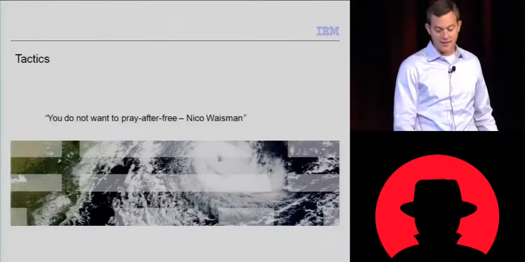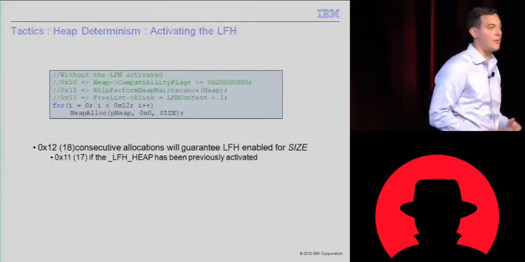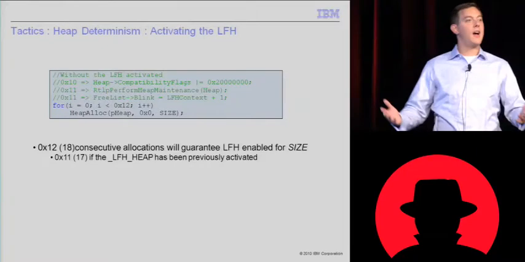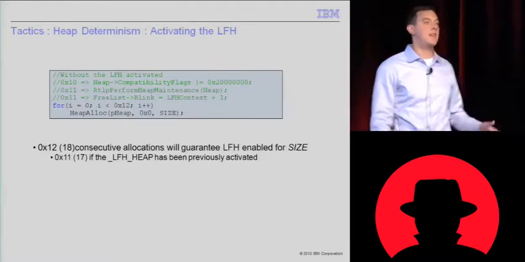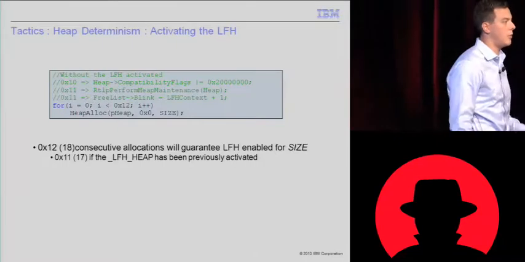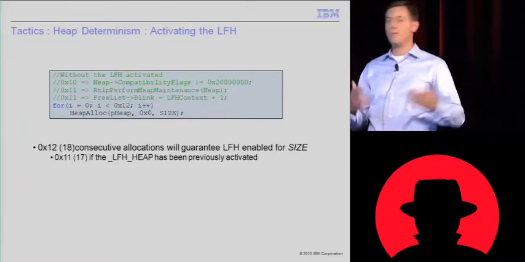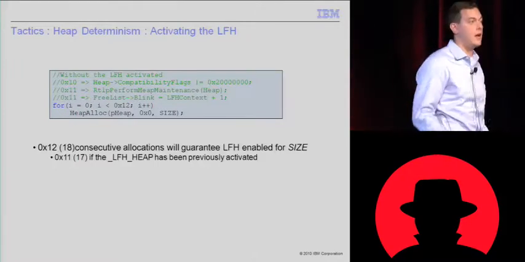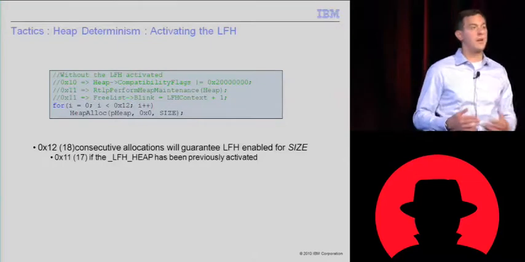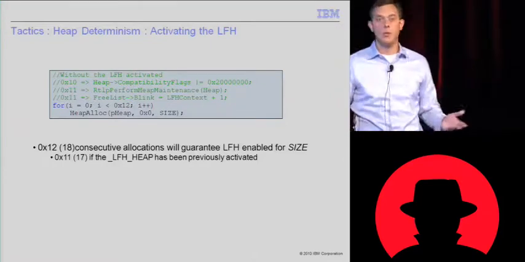Now we can get to tactics. The first tactic when addressing the low fragmentation heap is, how do I enable it for a certain size? I can guarantee you if you make 18 consecutive allocations, the next allocation you make will be in the low fragmentation heap. It will be coming from that user block. So this is pretty simple. You can do this in almost any application, i.e. create a bunch of DOM objects in a network application, send a bunch of requests. It will turn it on.